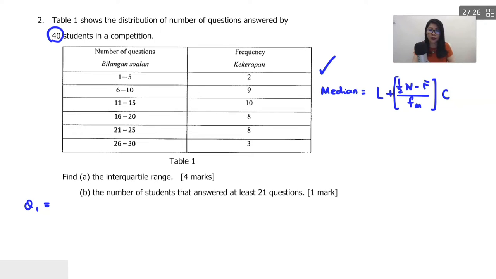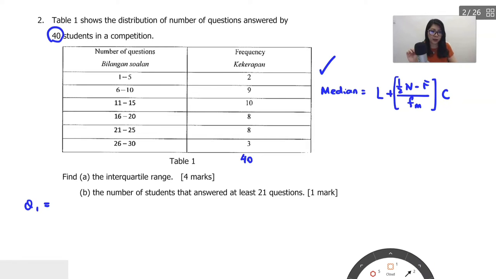Okay, so to find Q1, we're going to use the L. Okay, so first we know that the total frequency is 40. Okay, that's the total frequency. So to find the first quartile, I'm going to use a quarter times with 40, which is 10. So the 10th value will be where? Okay, the 10th data will be at which class? So before that, we're going to do another extra column for cumulative frequency.